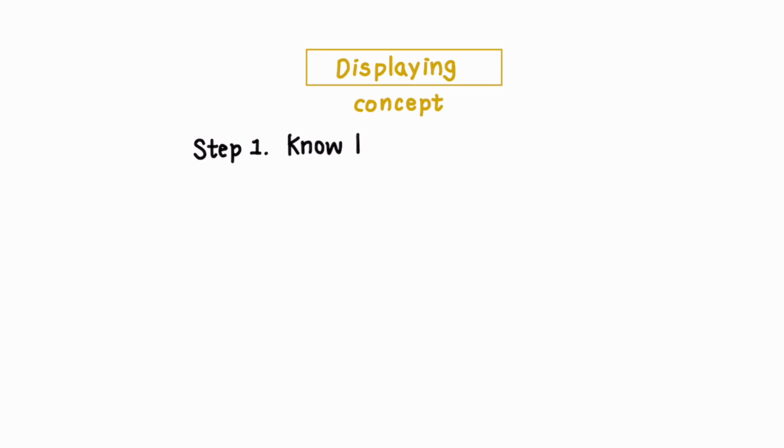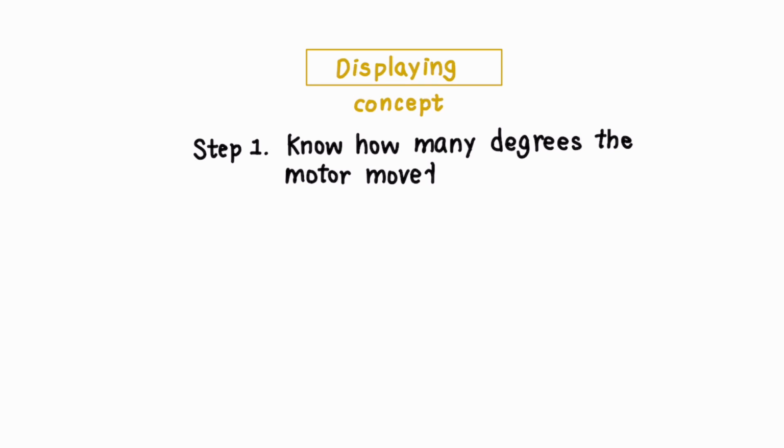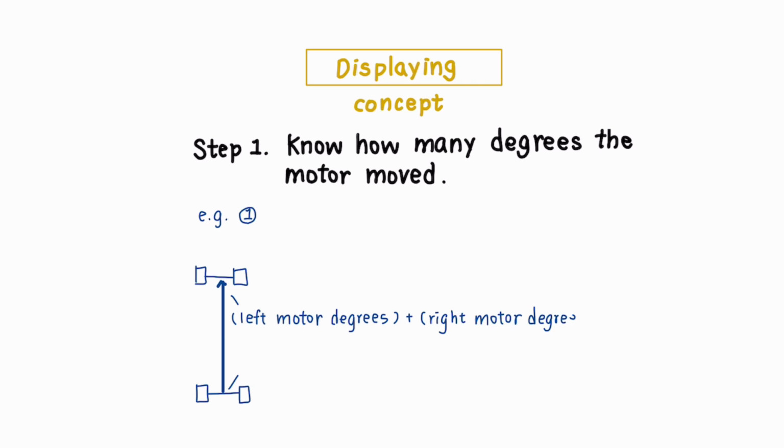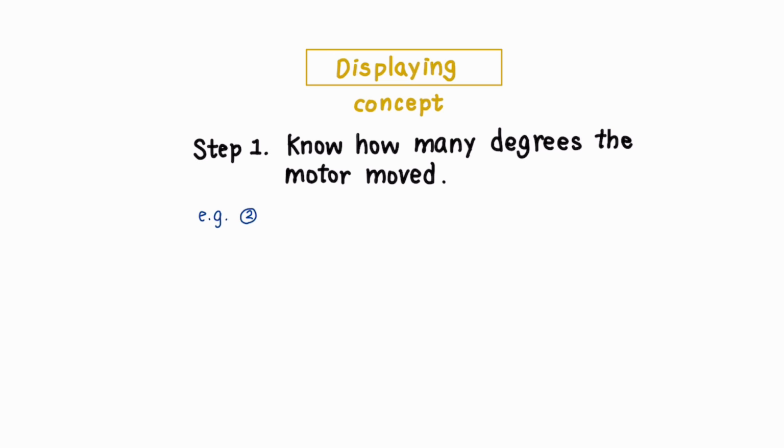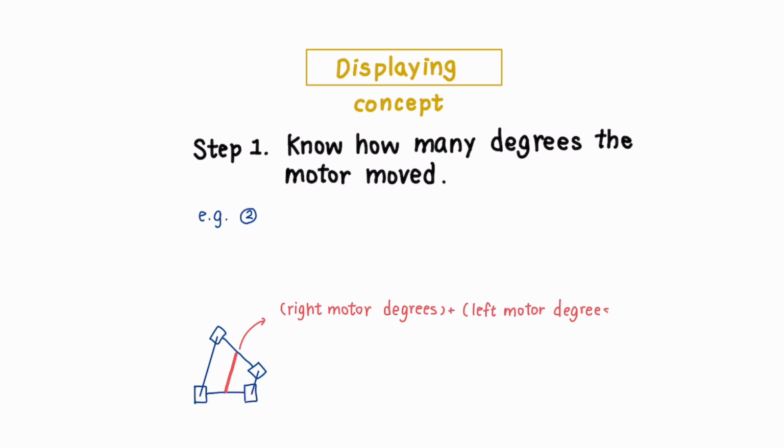Next, let's talk about the displaying or calculating task. Step 1, we have to know how many degrees the robot moved. In the example, the robot moved in a straight line, and we just take the left motor degrees plus the right motor degrees, or how many degrees the left motor moved and how many degrees the right motor moved, sum it up and divide by 2. Let's look at another example. The robot moved a little bit right. How we calculate the movement of the robot is still the same. We take how many degrees the right motor moved and how many degrees the left motor moved, sum it up and divide by 2. So they are actually the same thing.